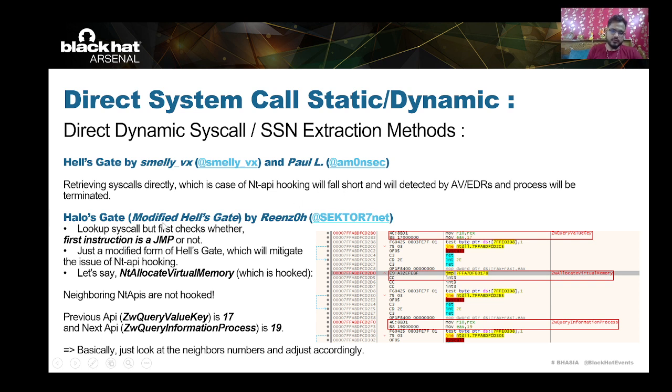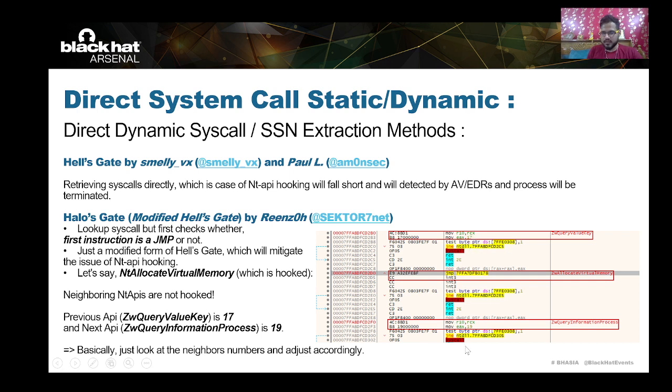Next comes Halo's Gate, which is the modified form of Hell's Gate. It adds one thing: it first checks whether the first instruction is a jump or not. If yes, as you can see it is a jump instruction, it checks the neighboring syscalls, ZwQueryValueKey and ZwQueryInformationProcess, and checks whether there is a jump instruction or not. In this case, it is not there, so it would retrieve the SSN.